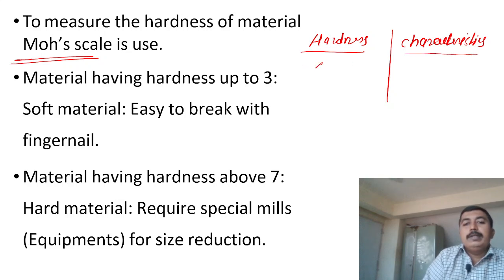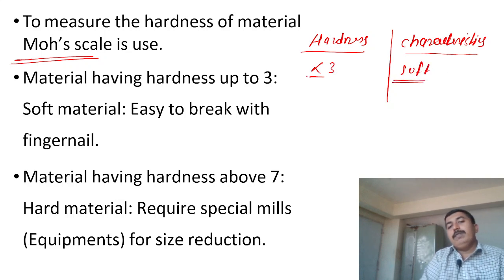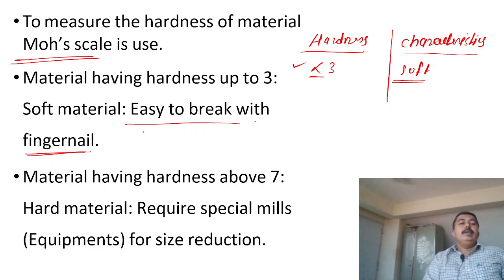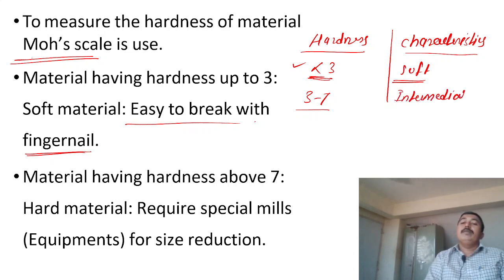If the hardness of the material is less than or equal to 3, the material is said to be soft. Soft materials are very easy to break, even with a fingernail. You can break the powder particles with a fingernail if the powder has hardness less than or equal to 3. If it is in the range of 3 to 7, it has intermediate hardness, which is also easy to break, and it is ideal especially for milling and size reduction.